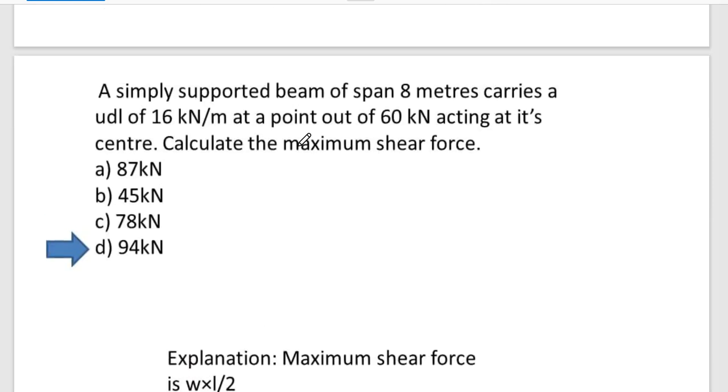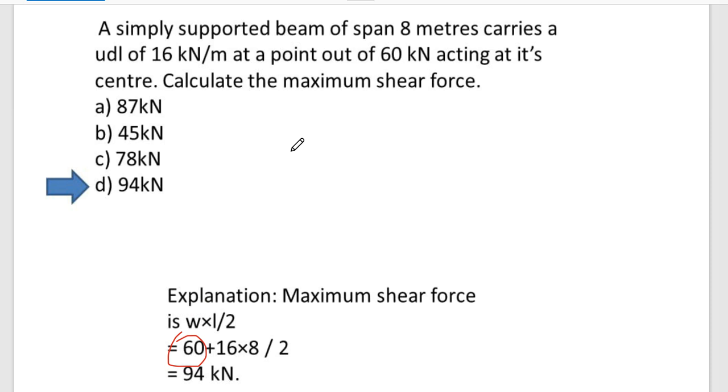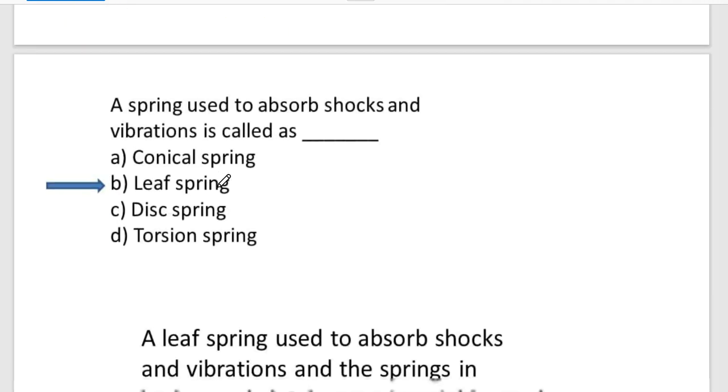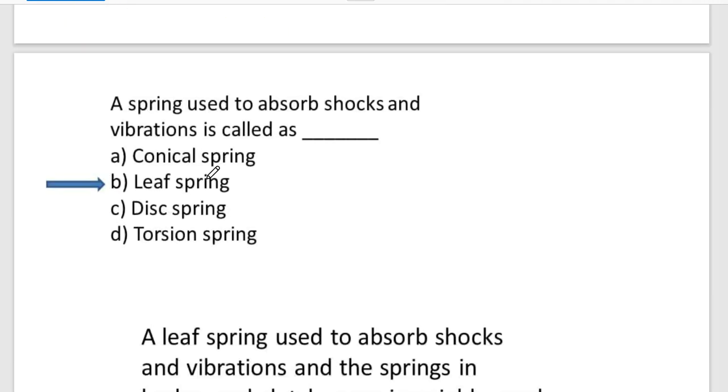So the UDL is 16 kilonewton per meter, and the loading is 16 into 8 into 2, where 16 is the UDL load, 8 is the distance, and divided by 2. So this part comes for the UDL and this 60 comes for the point load. So we will get the answer as 94 kilonewton, option D is correct.